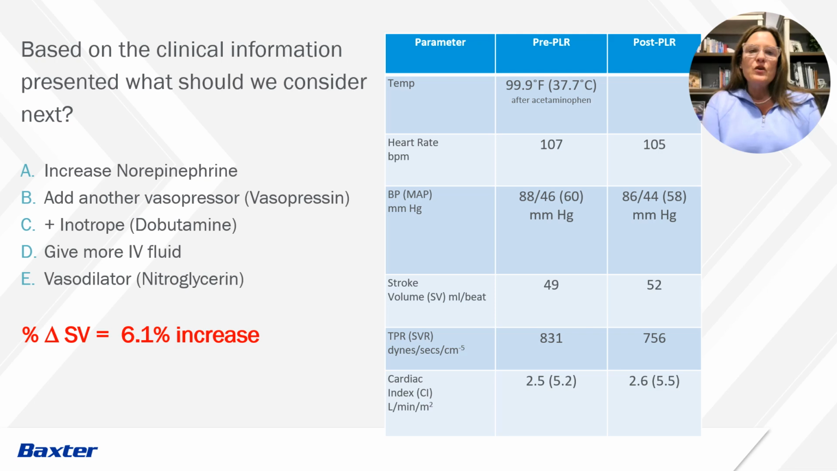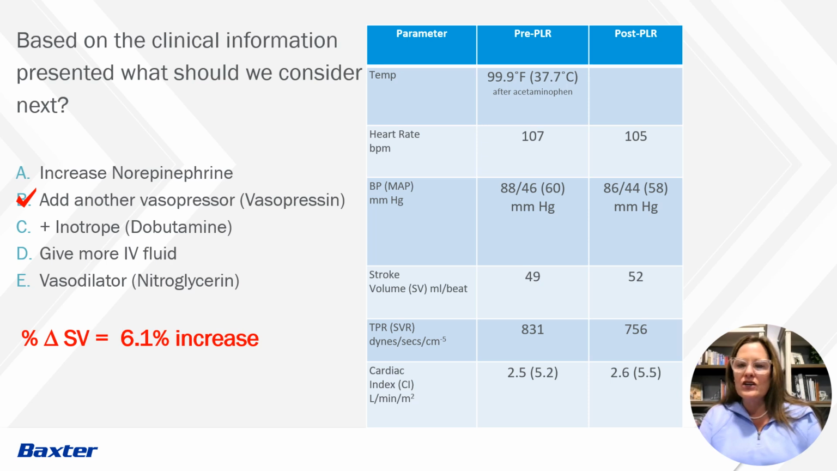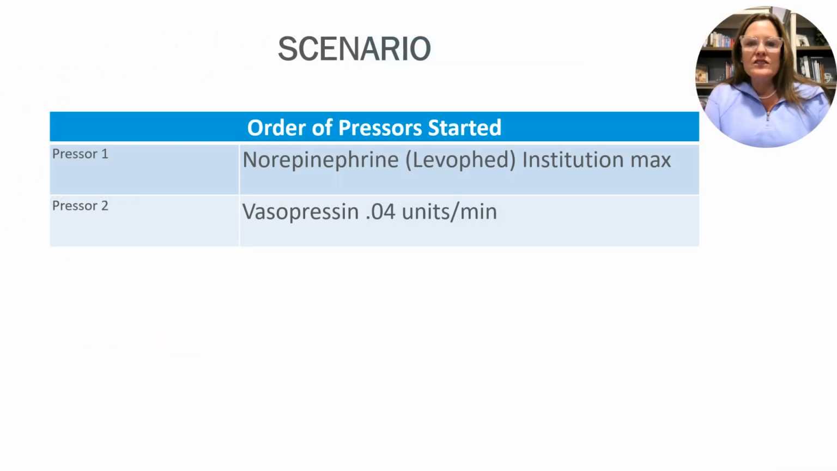All right, so based on that information, we are going to add another pressor. I hope you got that answer, and we're going to add vasopressin, okay? So just to mention the order of pressors that were started, norepinephrine was started, we're at institution max. Vasopressin is at a set dose, okay? And let's check and see how the patient does with that.